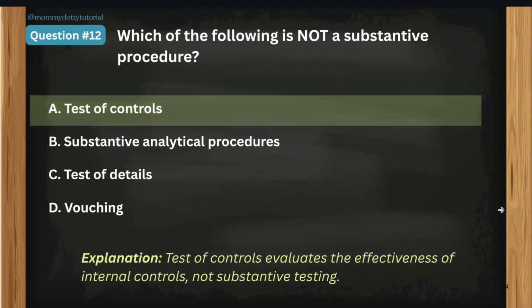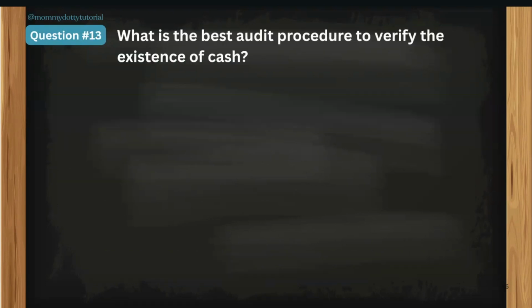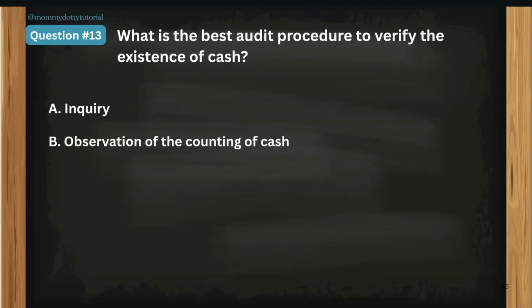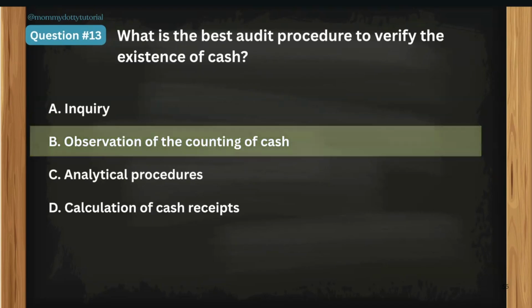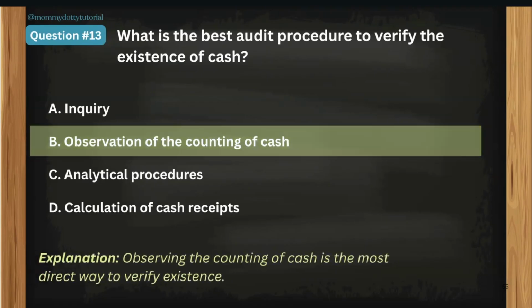Okay, let's now move to question number 13. What is the best audit procedure to verify the existence of cash? A, inquiry. B, observation of the counting of cash. C, analytical procedure. And D, calculation of the cash receipts. You may pause the video to think. The correct answer is letter B, observation of the counting of cash.